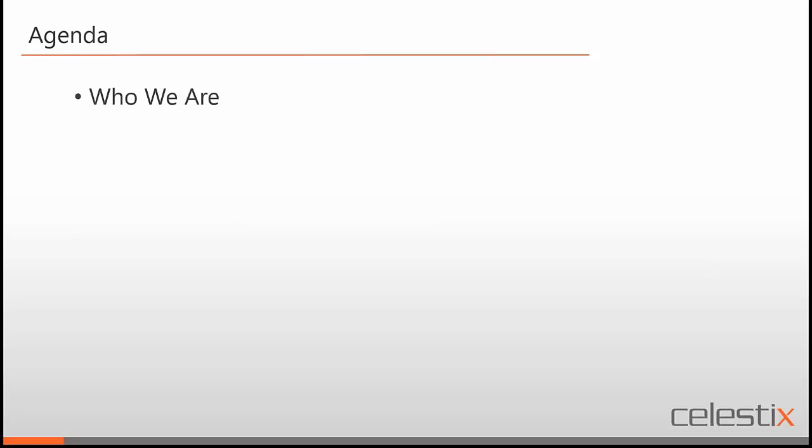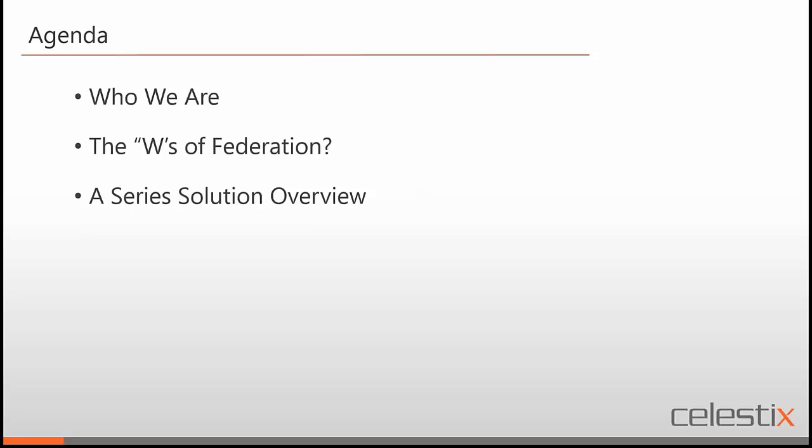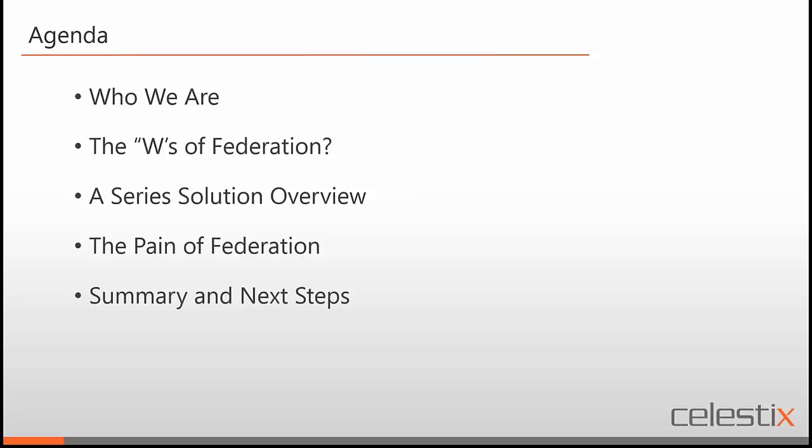Today we're going to talk about who we are, Celestix Networks. We're going to talk about our A-Series solution overview. We're going to talk about Federation and really talk about why Federation, where is it used, and basically what is it. We're going to talk about the pain of Federation and how we actually solve that pain for you as you're looking to migrate to Office 365. And then we'll wrap it up at the end with our summary and steps you can take to learn more about our solutions.